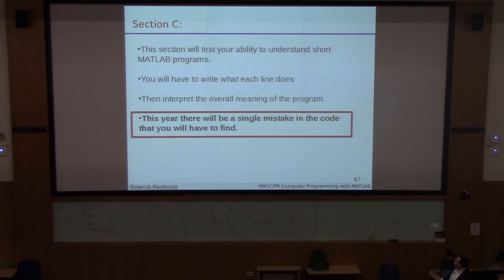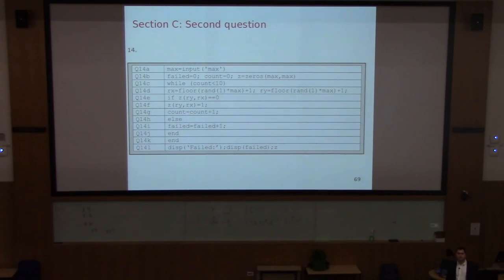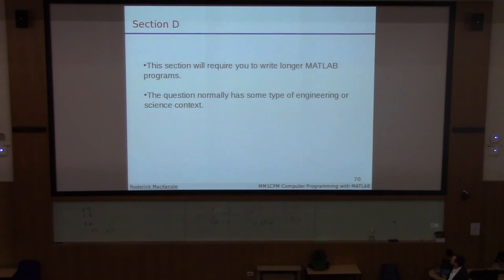This year, hiding in there somewhere will be a mistake that I would like you to find. It's not a difficult mistake, but you've got to find it. And then I ask you, what's the overall meaning of the code? So it's basically, what does each line do, what's the meaning of the code, and find the mistake. It's not difficult. And there's 2 of these, so this is another 30 marks each. So you've already racked up another 60 marks. By this point, everybody's on a pass.